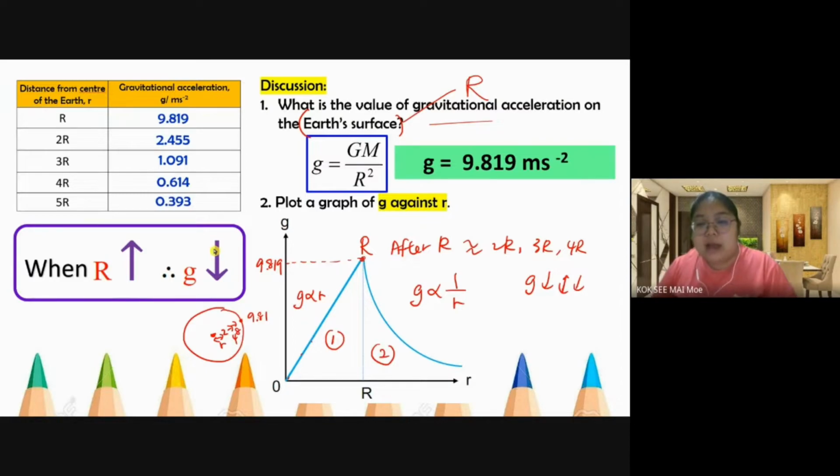After the R, we need to go to the concept of being inversely proportional with the distance. So that's why finally the graph is plotted like this. This is one of the things that tells you the relationship between G and the distance from the center of the Earth. And this is how to get the graph: we do 1R, 2R until 5R, and we get the result like this.